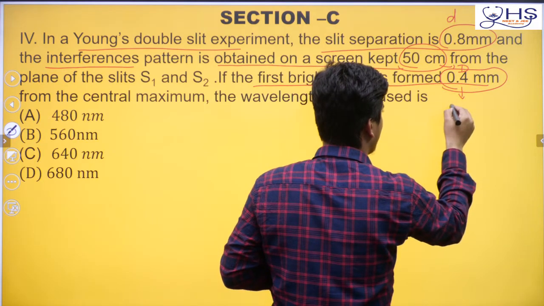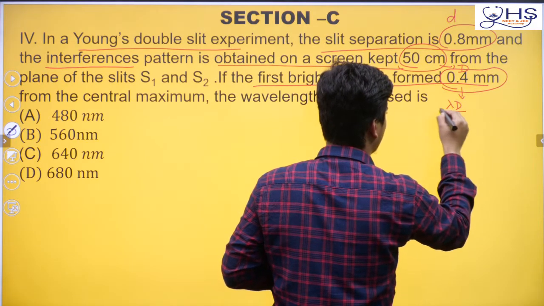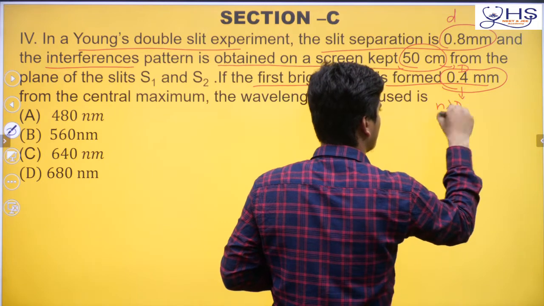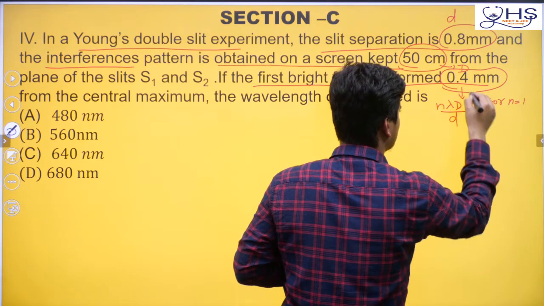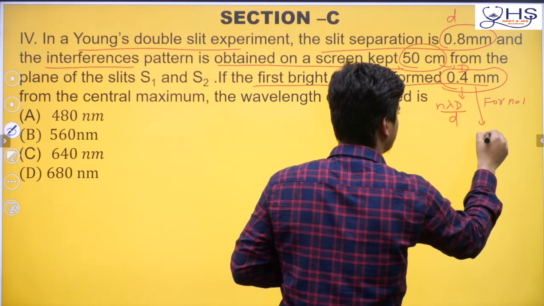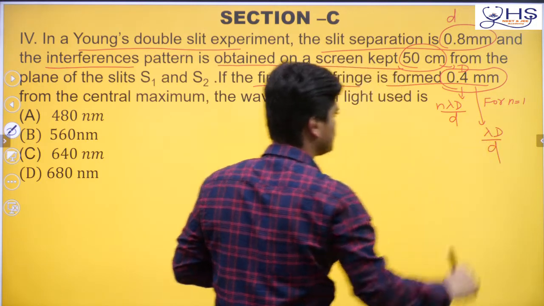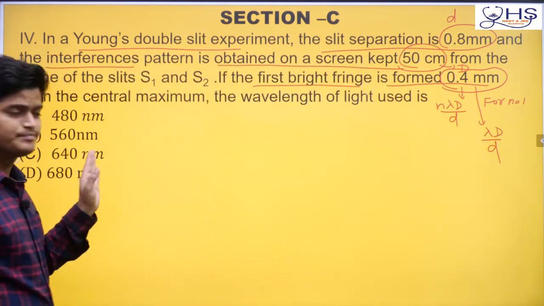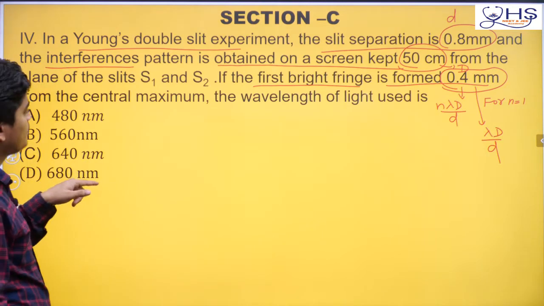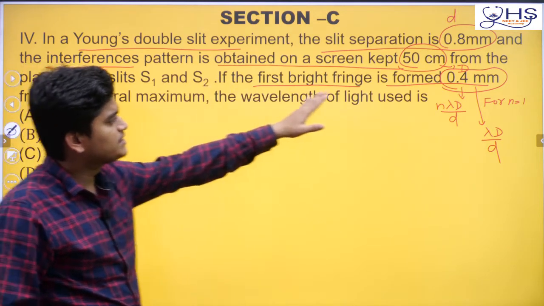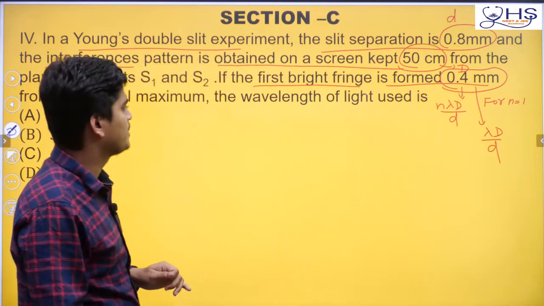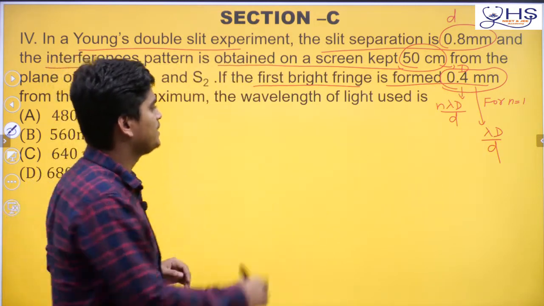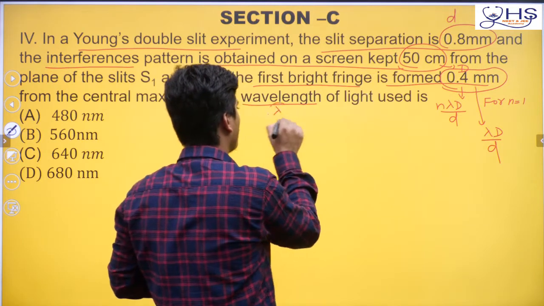That means for the first bright, it is lambda D by d for n equal to 1. So this distance whatever is given is lambda D by d. Okay, because n equal to 1 means your first bright will come, and that distance from the central maxima is given as 0.4 millimeter. So lambda D by d is given. Now the wavelength of light used, we have to find. Now lambda you have to find.